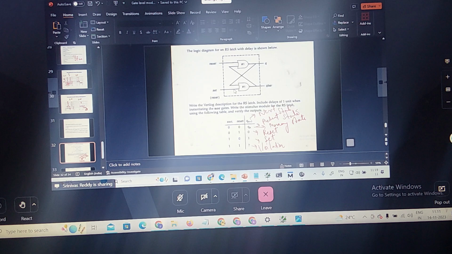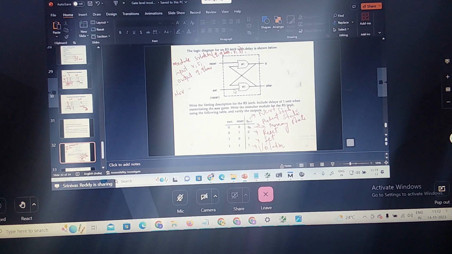Using primitive gates, right? So let us write the module. Module name, shall I take SR latch? What are the outputs? Q and Q bar. What are the inputs? R and S, correct. Next, what do I need to do? What primitive gate is it, AND gate or NOR gate? NOR gate, correct. So he is talking about it with the delay.